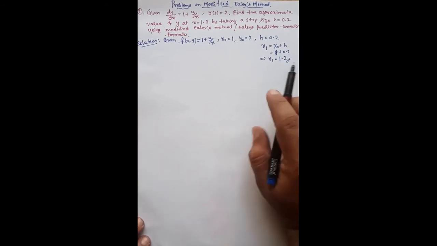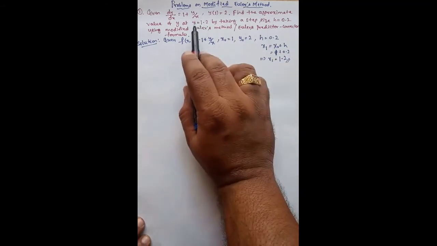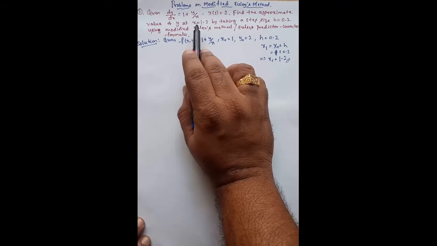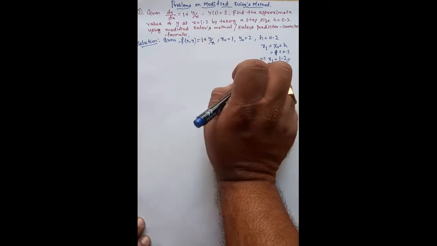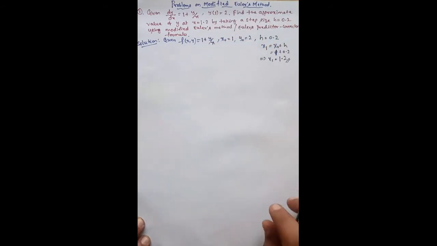So once we get x1, in modified Euler's, we have to decide in how many stages the problem can be solved. Deciding the number of stages is very important in modified Euler's method. How to decide? Once you get x1, you compare this x1 with the x value, meaning the point at which we want the final solution. For this problem, x is 1.2 and x1 is also 1.2. So when x1 is equal to x, remember the problem can be solved in 1 stage.